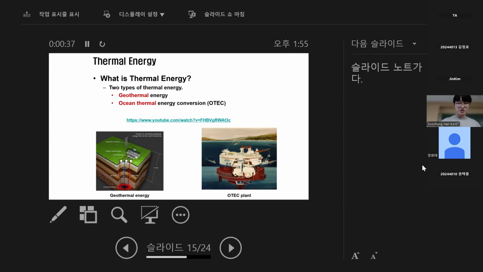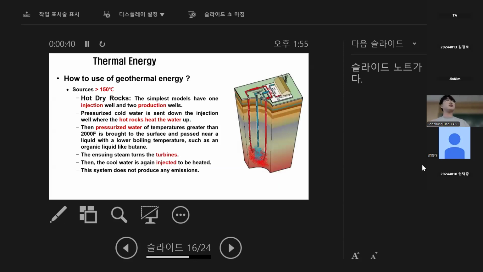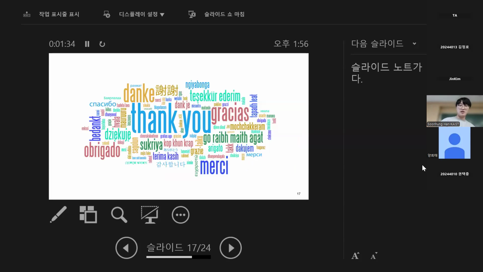And next one is geothermal energy. I think most of you took the thermodynamics course, and it's the same principle, just using another source. The upper part of the OTEC plant was changed into the deep hot dry rock. So solar energy changed to hot dry rock, and the other things are mostly similar. So I think I can skip this. Okay, that's it. Thank you.